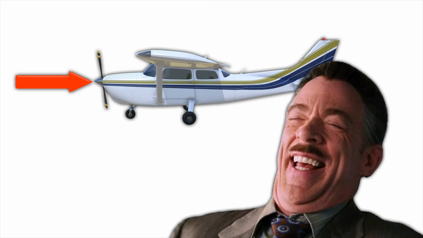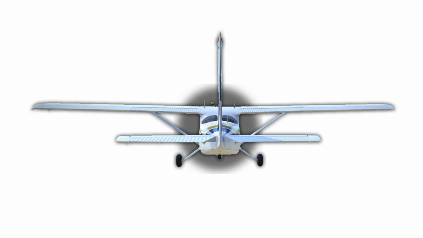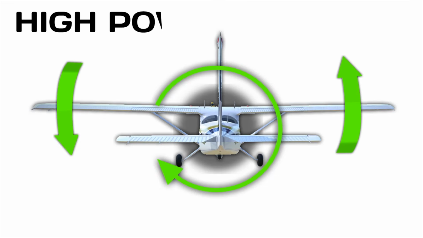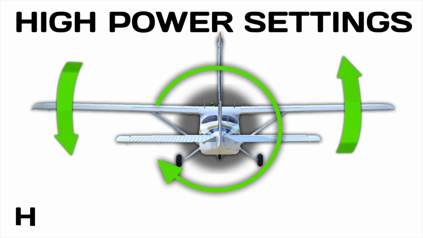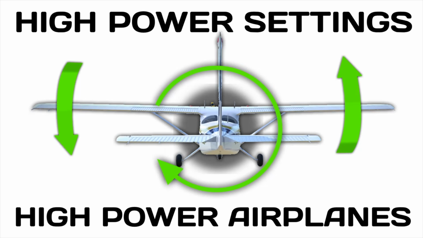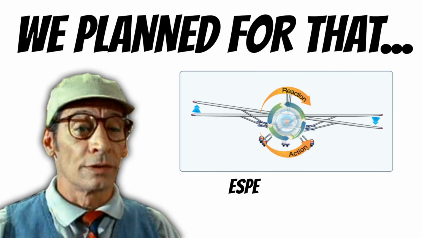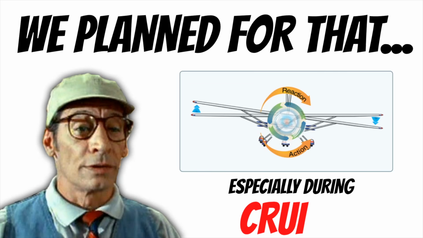But anyway, something else you need to remember about torque reaction is that the more power you put in, the stronger your equal and opposite reaction is going to be. So at high power settings and in airplanes with a lot of power, torque reaction can be really strong. Now, airplane manufacturers aren't stupid. They know that torque reaction can be kind of annoying, so most airplanes are actually designed to minimize the effects of torque reaction, especially during cruise.